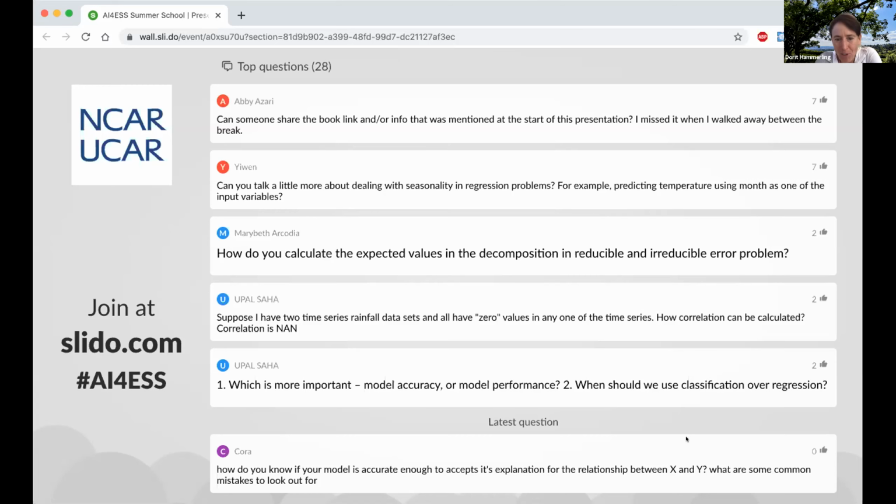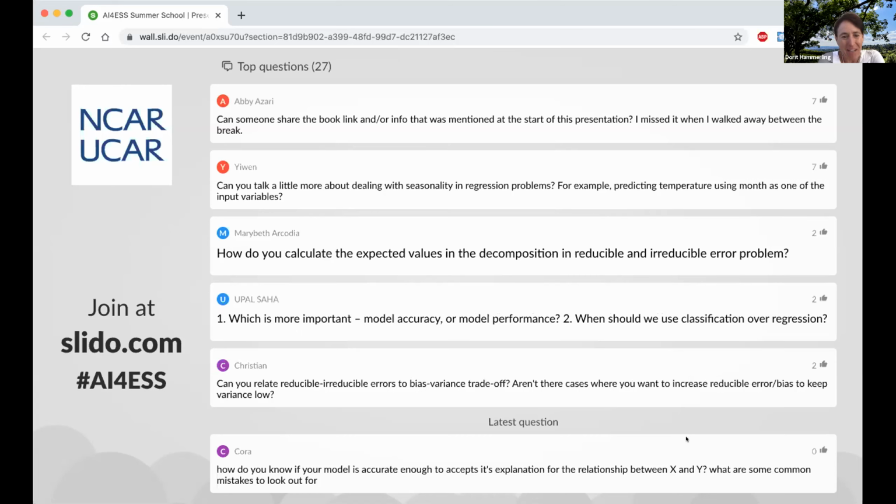What's more important, model accuracy or model performance? That depends on what you want. That goes back to the question whether you're interested in prediction or inference. When should we use classification over regression? Again, classification you want to use if your output is qualitative, so is it a yes or no, occurring or not occurring, class 1, 2, 3. Regression is if your output is numerical.